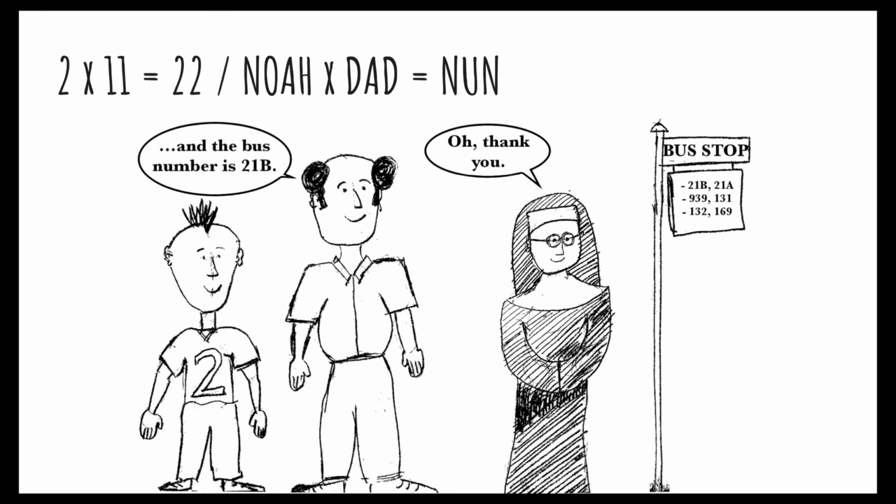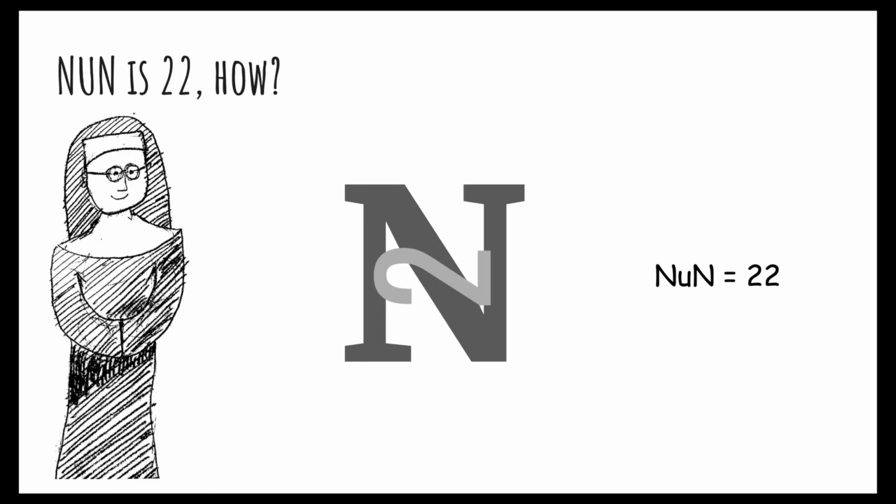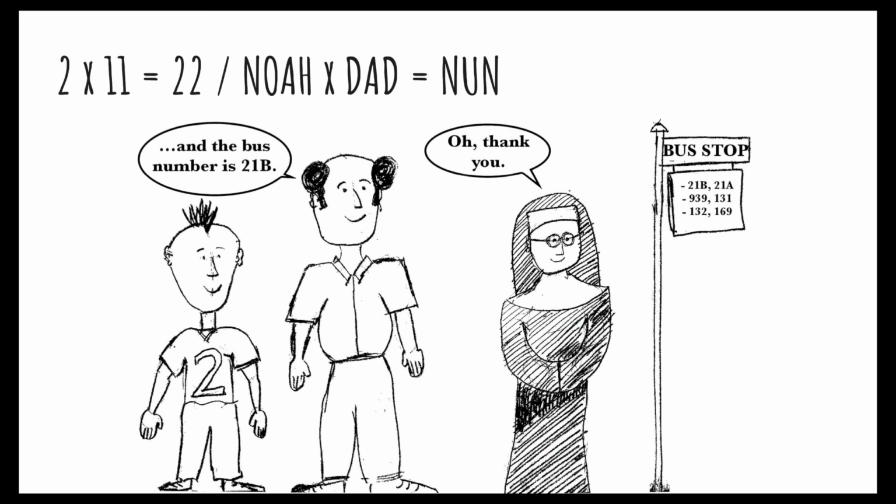This story represents 2 times 11 equals 22. Noah times dad equals nun. Now why is dad 11? Now 1 is represented using the letter D, and we have 2 ones, so we have 2 D's. We put an A in the middle, then 11 becomes dad. And 2, the number 2 is represented using the letter N, and so for 22, we have 2 N's. You put a vowel in between, it becomes nun. Thus nun equals 22. So 2 times 11 equals 22. Noah times dad equals nun.